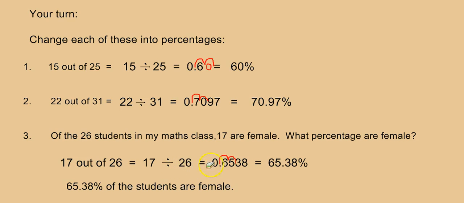17 divided by 26 in the calculator, piz piz, 65.38%. And as you know, word problems always require word answers. 65.38% of the students are female.